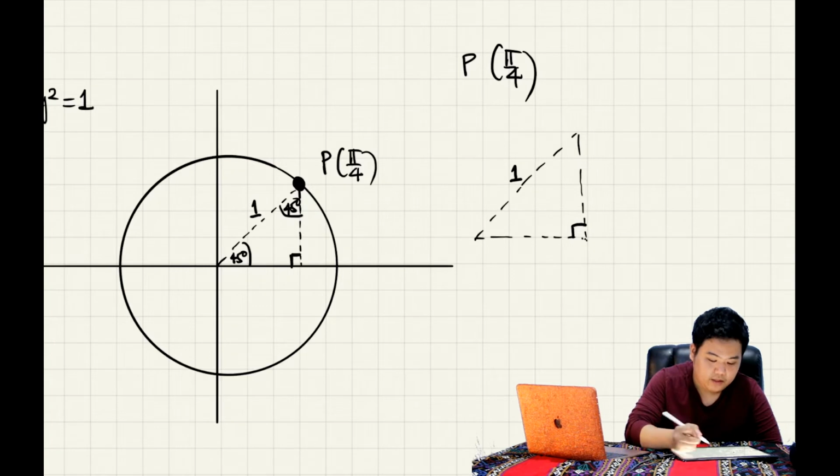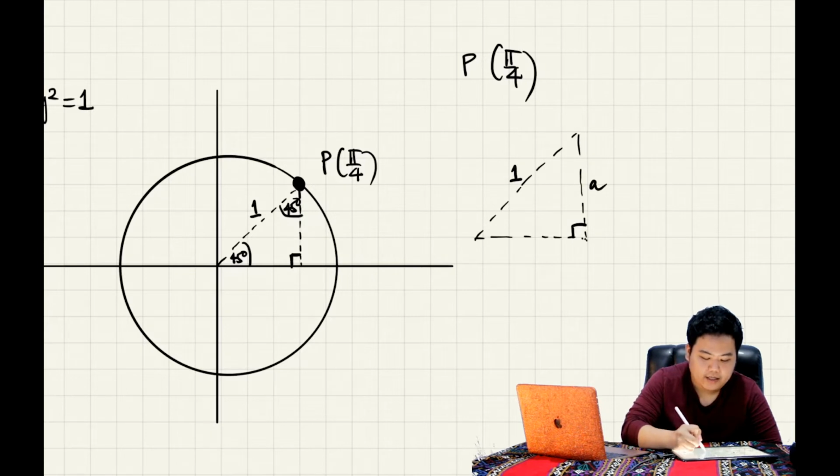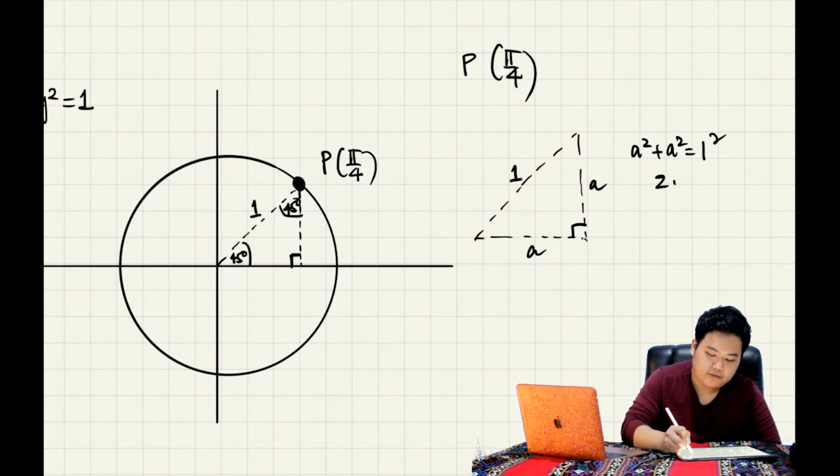Okay, so this is 1. So sabi natin, these two are congruent na itago natin sa pangalang A na lang. So by the Pythagorean Theorem, A square plus A square equal to 1 square. So leg square plus leg square equal to hypotenuse square. This will give us 2A square equal to 1. A square equal to 1 half.